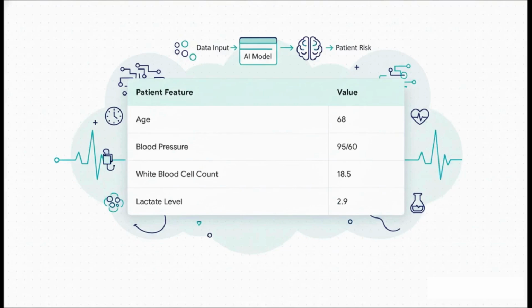So let's say you're building a model to predict sepsis. It would look at a patient's age, their BP, their white count, their lactate, all these different numbers and crunch them together to spit out a risk score.